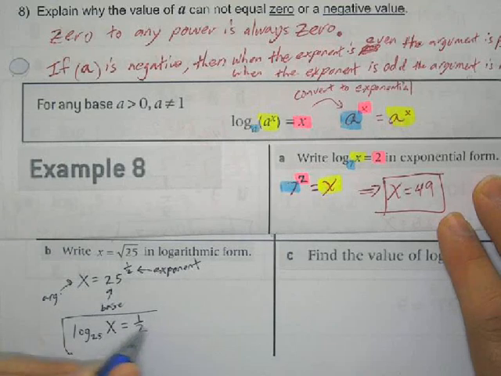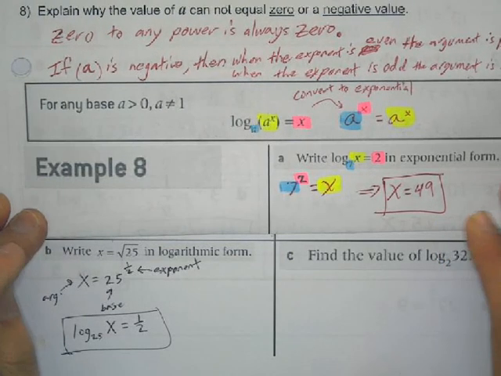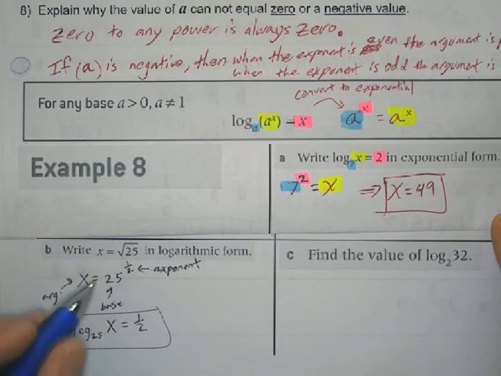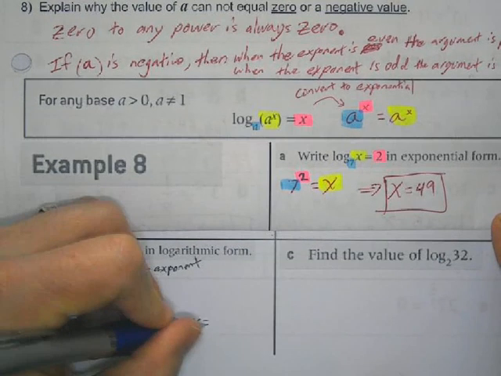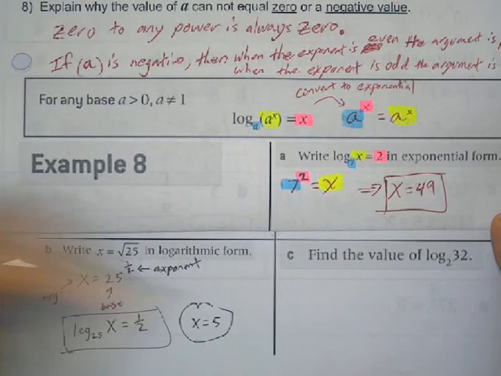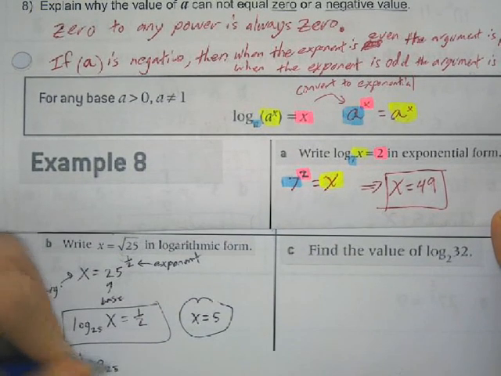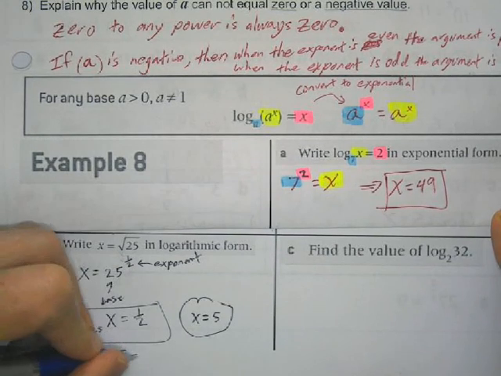It didn't say solve, it just said write it. Oh, well, we guess we could solve. We know that the square root of 25 is equal to 5, right? So I guess we could solve this. We could write this as log base 25 with the argument of 5 is equal to 1/2.